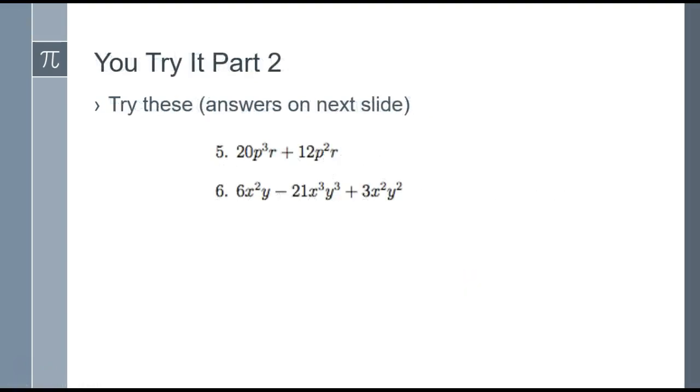So here are a couple more for you to try that are similar to what we just did. Again, stop the video, write out the problems, and we'll take a look at the solutions when you come back. See you in a minute.